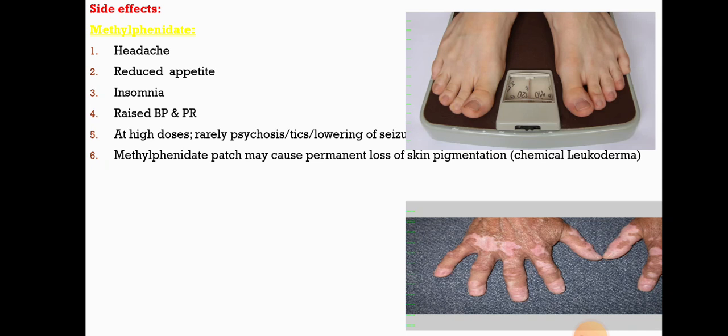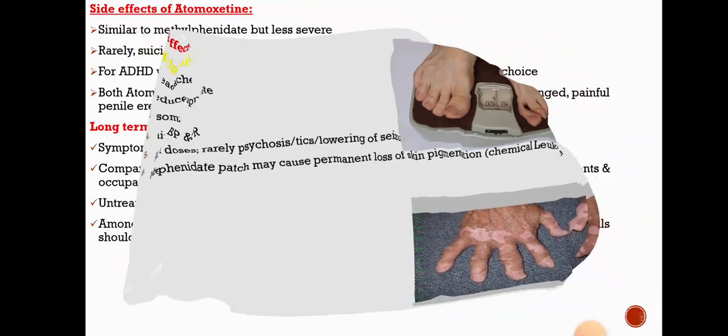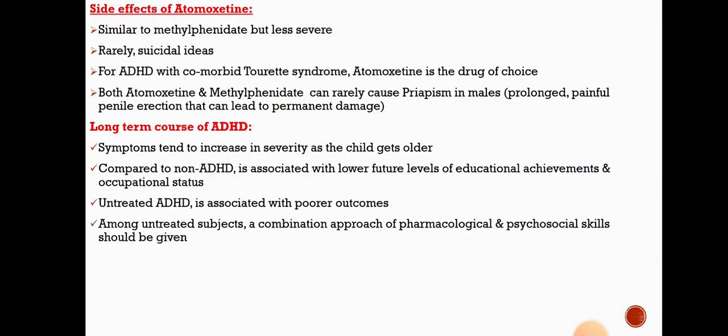Methylphenidate, as I already told you, is available as a patch. If you are attaching it directly to the skin, it causes some skin pigmentation. It is also called chemical leukoderma. And next, coming to the side effects of atomoxetine. The side effects are similar to methylphenidate, but not as severe. And the person may have suicidal thoughts.